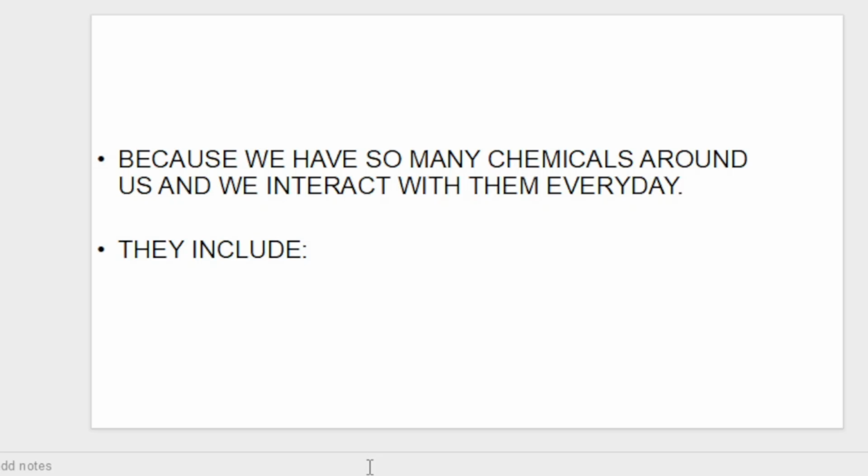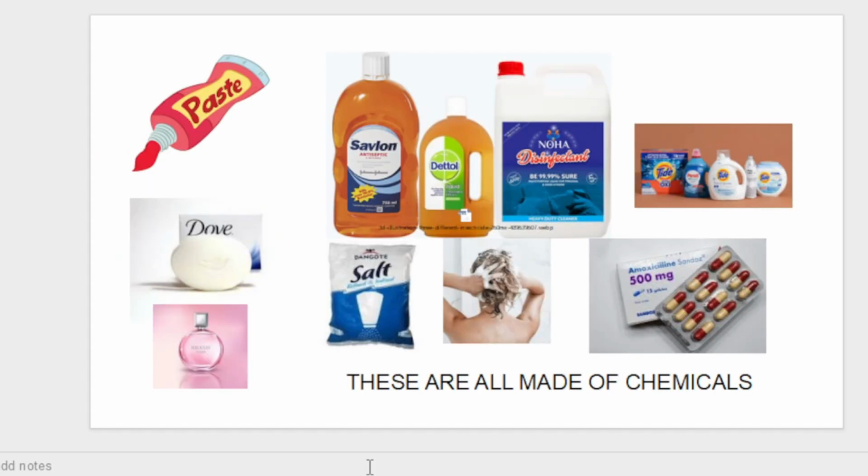These chemicals include paste for brushing the teeth, Dettol, which is a disinfectant, liquid soap, powdered detergents, bath soap, perfumes, salts, washing hair shampoo, and even drugs. All these are chemicals which we use every day. So you see, chemicals are all around us.